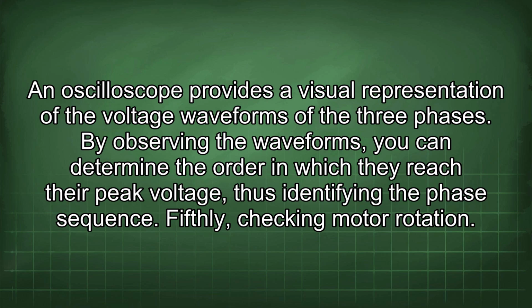An oscilloscope provides a visual representation of the voltage waveforms of the three phases. By observing the waveforms, you can determine the order in which they reach their peak voltage, thus identifying the phase sequence. Fifthly, checking motor rotation.